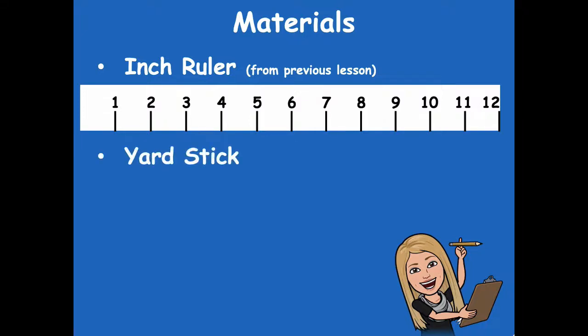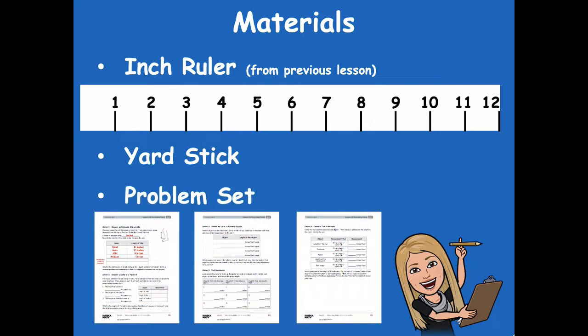You'll need a yardstick. If you don't have a yardstick, that's absolutely okay. A yardstick is about 3 rulers pushed together. So if you had to use that, you could do it that way. And then you're going to need your problem set. If you don't have your problem set, I'm actually going to show pictures of the problem set throughout the lesson. So that is absolutely okay as well.